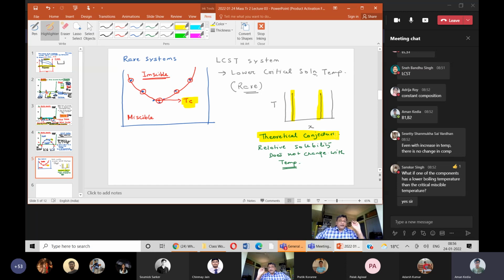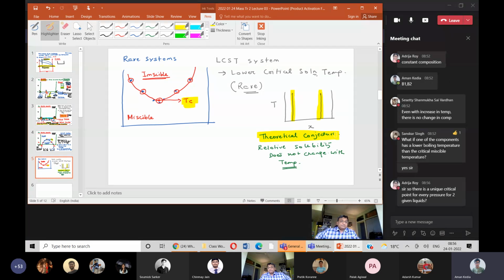Clear to everyone? So everybody understands the mixing behavior of two partially miscible liquids, and everybody understands what LCST and UCST are. Yes, Adrija, perfect. The critical temperature varies as a function of pressure, of course. There is a unique critical point, what you have written in very nice English, in simple terms. The critical temperature, either for LCST or UCST, is a function of pressure.